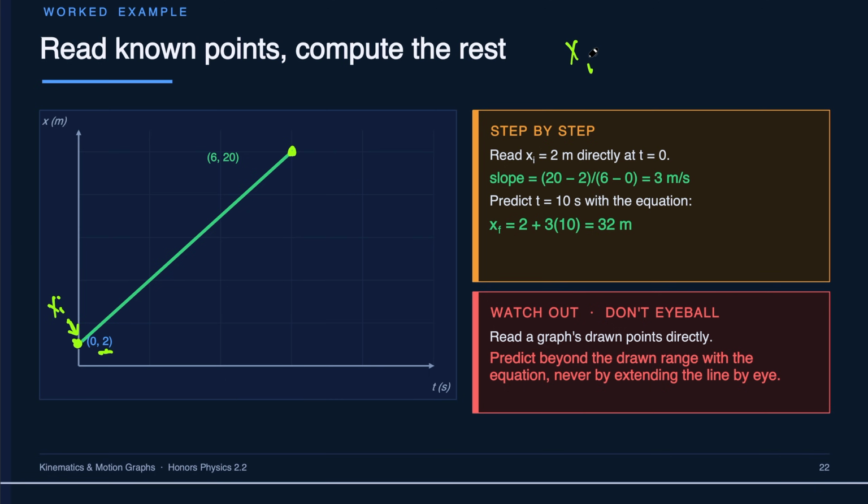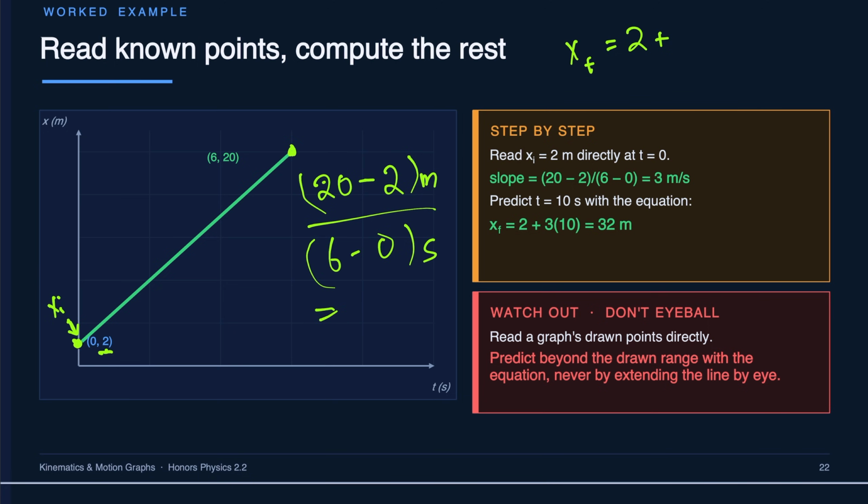So x final is equal to 2 plus velocity times time. How do we find out the velocity? We know that's the slope of this graph. So I'm going to do 20 minus 2 meters over 6 minus 0 seconds. That gives me 3 meters per second. So 2 plus 3 meters per second. Oh, I should probably put units here as well: 2 meters plus 3 meters per second times time.